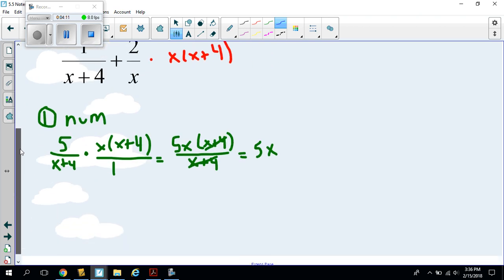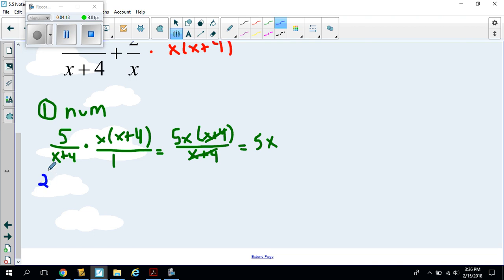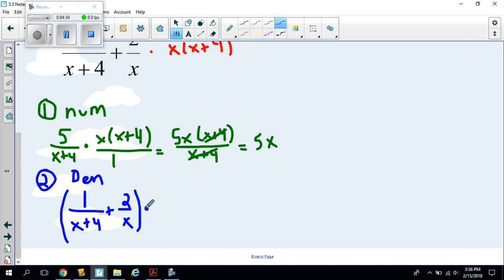Okay. Now I'm going to do something very similar to the denominator of our complex fraction. So coming down here, now number 2 is going to be dealing with the denominator of our complex fraction. So our denominator here is 1 over x plus 4 plus 2 over x. Now this whole thing is being multiplied by our LCD, which is x times x plus 4. Which remember, we are only multiplying the numerators of our fractions. So remember, I put it over 1. Now I'm going to take this entire phrase and distribute it to the 2 and to the 1.